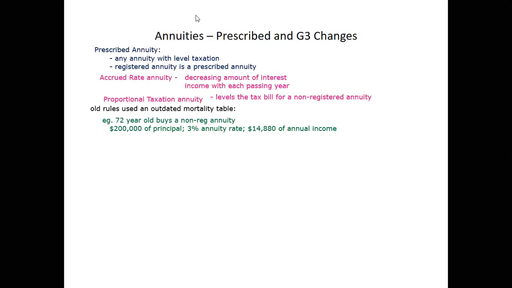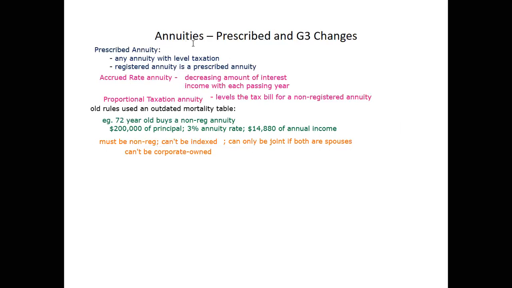Now, this has to be non-registered in order to do this. There are a bunch of rules. It must be non-registered, which only makes sense. It can't be indexed. If it's joint, it can only be joint between spouses. It can't be corporate owned. A bunch of very prescriptive rules around this kind of thing, but that's fine.